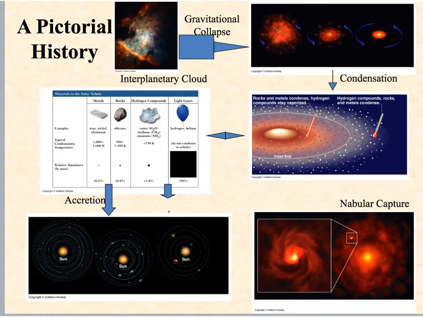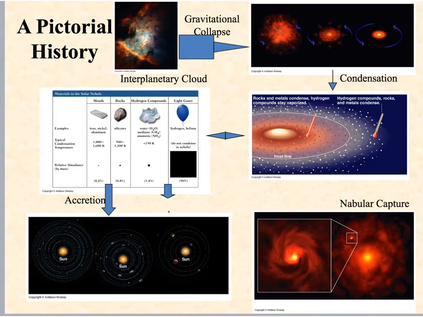So here's a little pictorial history. We can see this dense region, and of course this is some false color, likely seen in infrared. This would have been a dense region within an interstellar cloud, or areas of gas and dust that exist between stars within a galaxy, that would have been compressed by something.